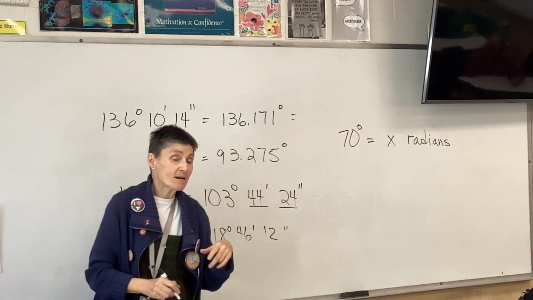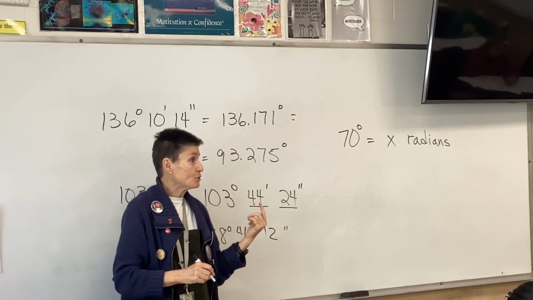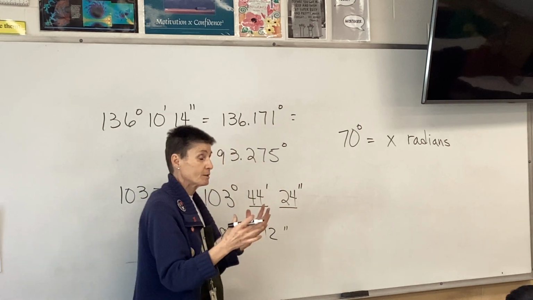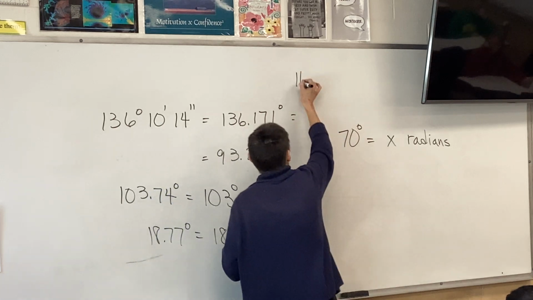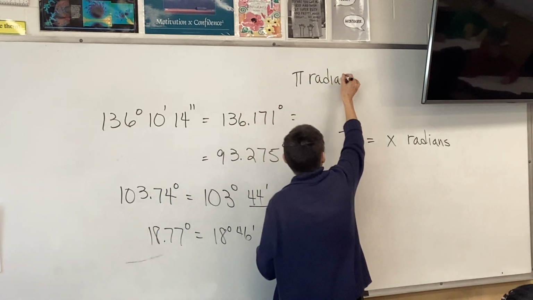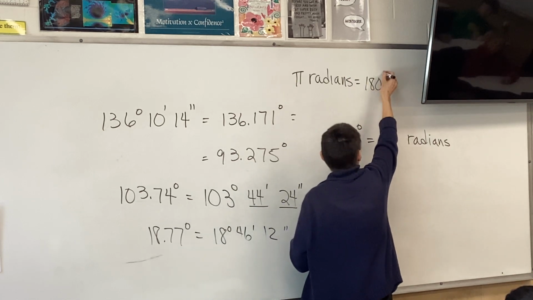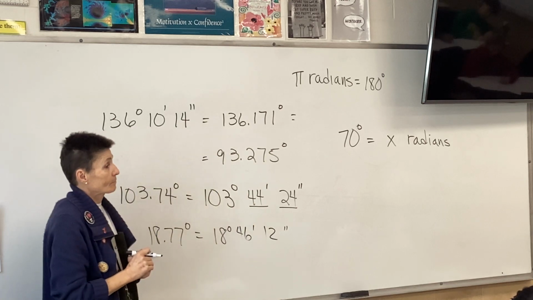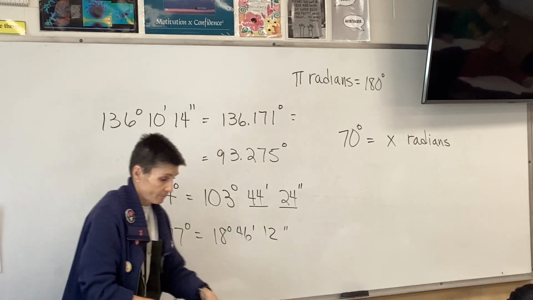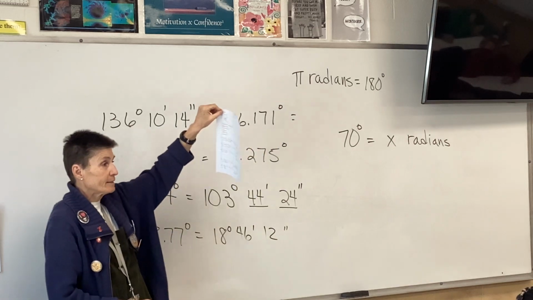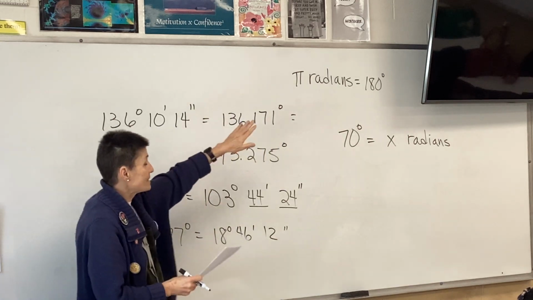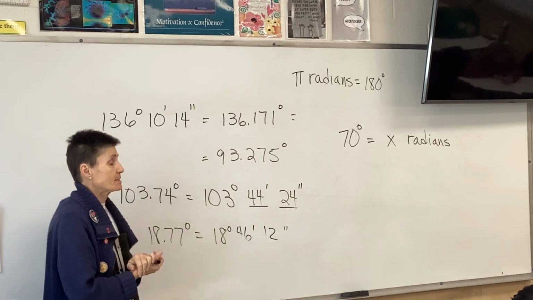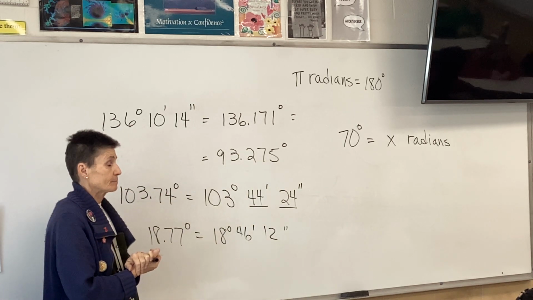Now, this is not fair of me because I haven't given you the conversion. You know, like 12 inches is 1 foot. I haven't given you the conversion, so I'm going to give it to you right now. Pi radians is 180 degrees. See this entire packet that I gave you of notes? That idea is going to come up over and over again. Pi radians is 180 degrees.